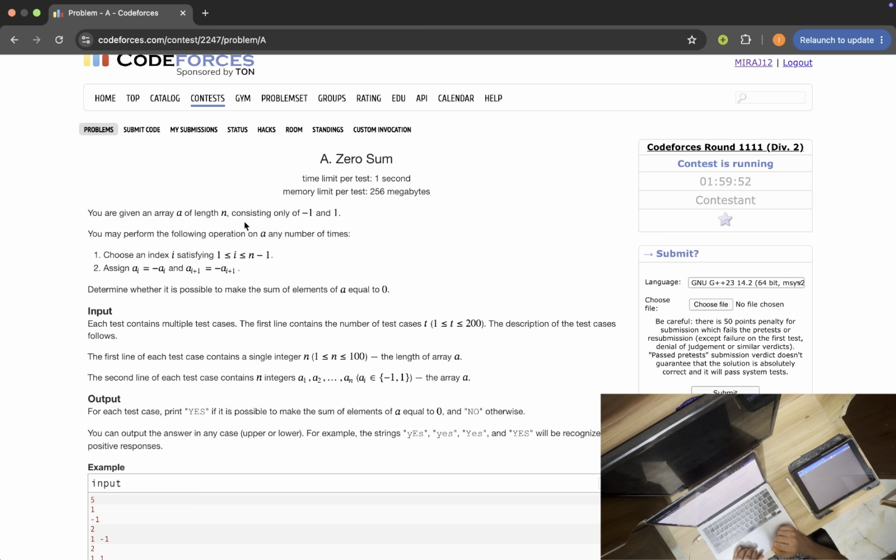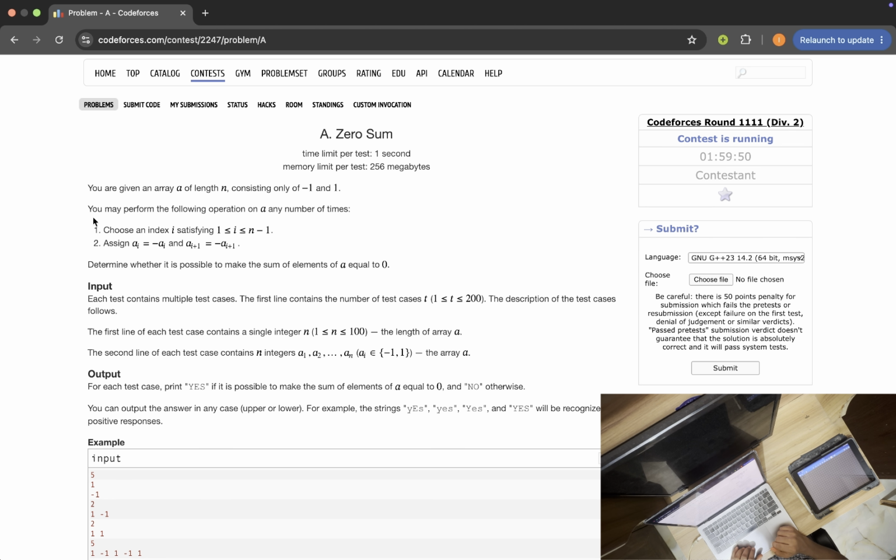You are given an array a of length n and consists of 1 and minus 1. You may perform the following operation on a any number of times. Choose an index i satisfying a_i equal to minus a_i and a_{i+1} equal to also minus. Determine whether it is possible to make the sum of elements of a equal to 0.